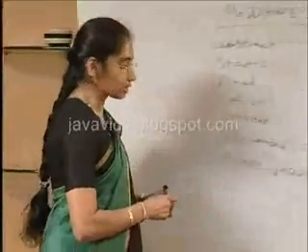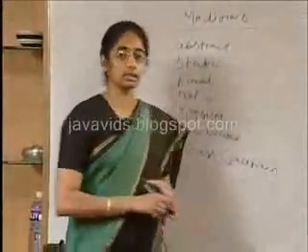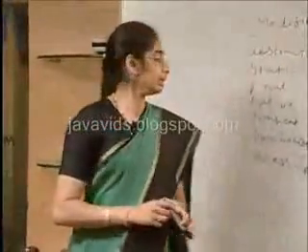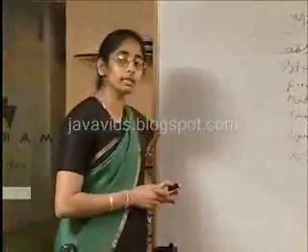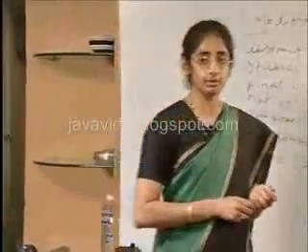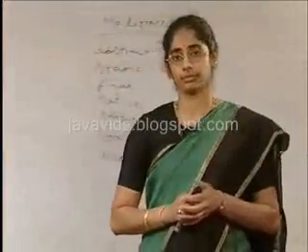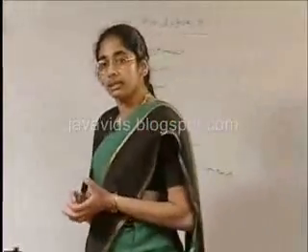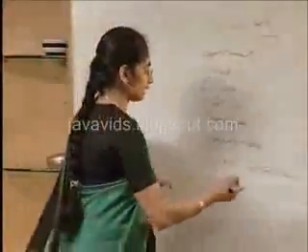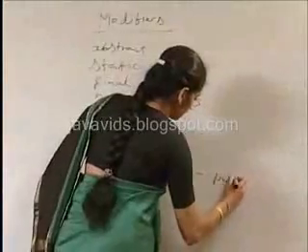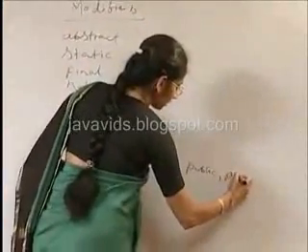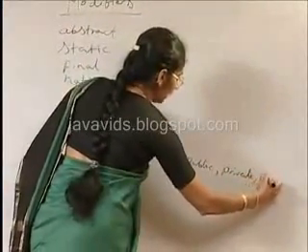Now let's first look at what are access specifiers. Access specifiers are used to specify the scope of the members of a class and the class itself. The access specifiers available are public, private, and protected.